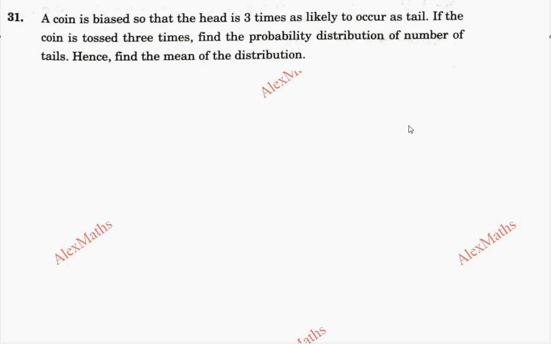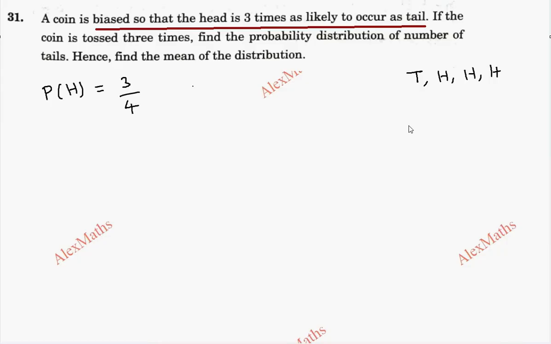Question number 31. They have given a coin is biased so that the head is 3 times as likely to occur as tail. So if there is one tail, then head is likely to occur 3 times. It means the probability of getting head is 3 out of 4 and probability of tail is 1 out of 4 from this given. And the coin is tossed 3 times and we have to find the distribution of the tails.